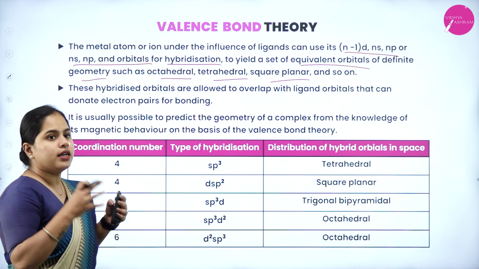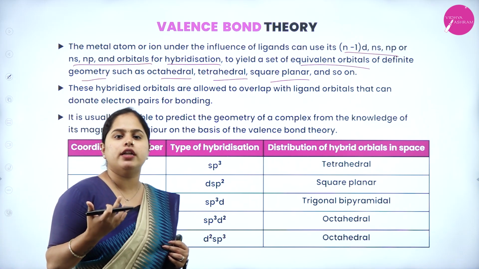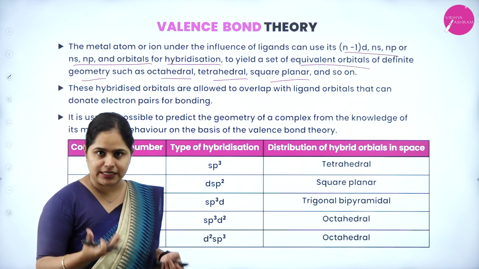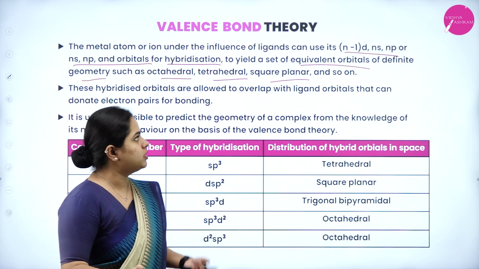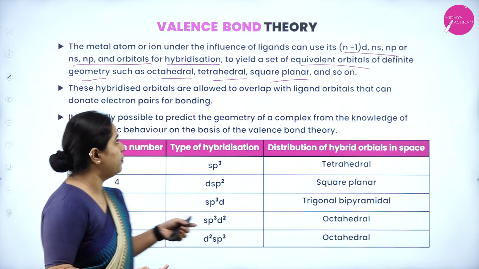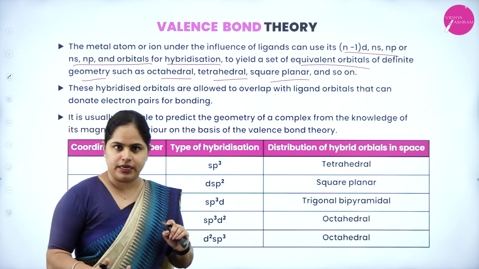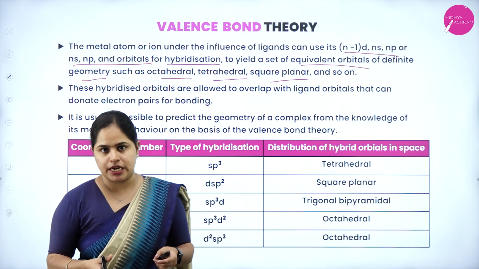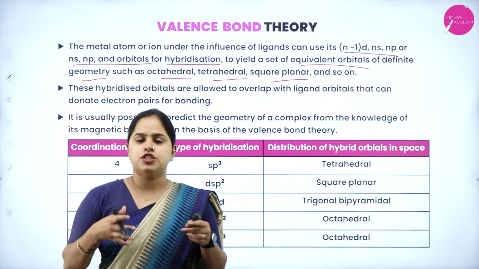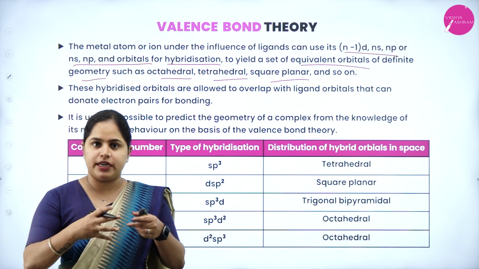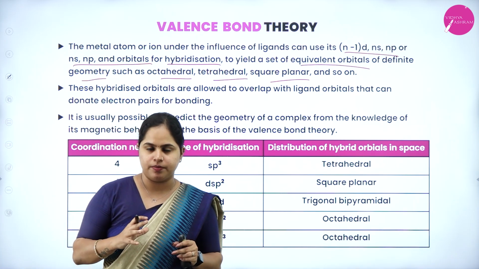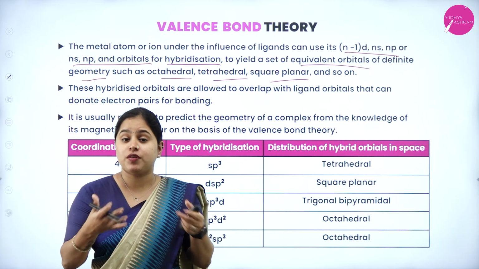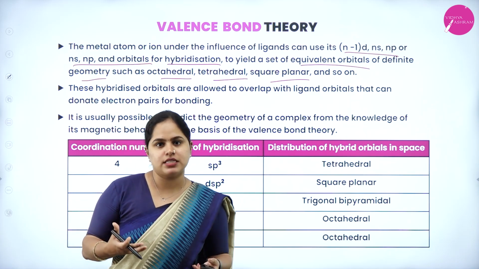So as told, in a coordination compound there will be a central metal atom, right? And the central metal atom can have free orbitals of (n-1)d, ns, np, or ns, np and nd orbitals. These orbitals will undergo hybridization and form an equivalent number of hybrid orbitals which will have the same energy and the same geometry.